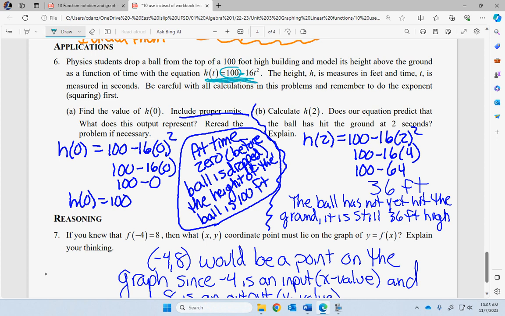In part B, they're asking us to calculate h of 2. They're asking us to figure out what is the height of the ball after 2 seconds have passed. So plug in a 2, be careful with your calculations, you get 36 feet. What does that really mean? It means that the ball is 36 feet high after 2 seconds has passed. Does the ball hit the ground? Absolutely not. It's 36 feet high still.